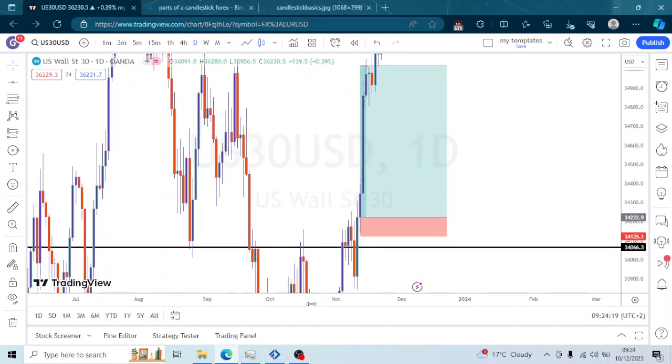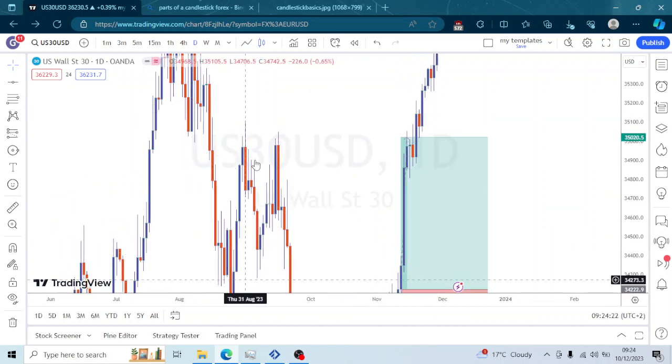Here's another strong, what do they call it? Another strong sell signal, right? For example, over here, price pushed up, it rejected right there, this level.